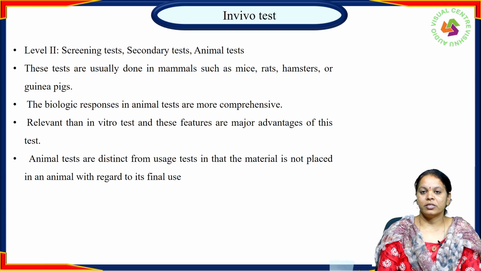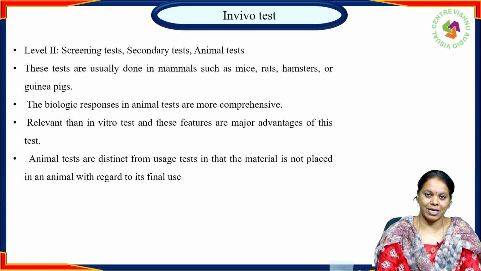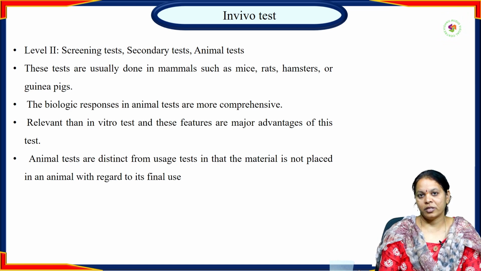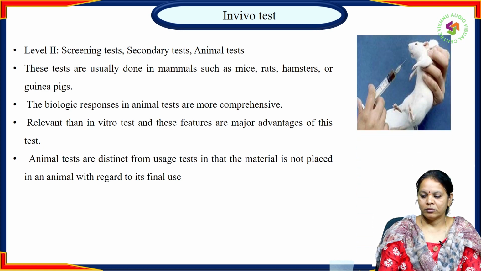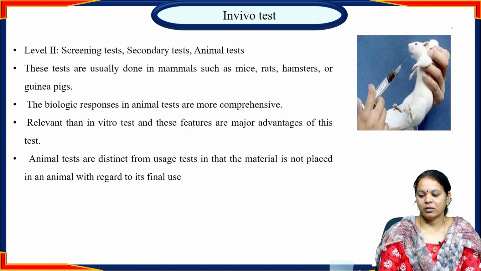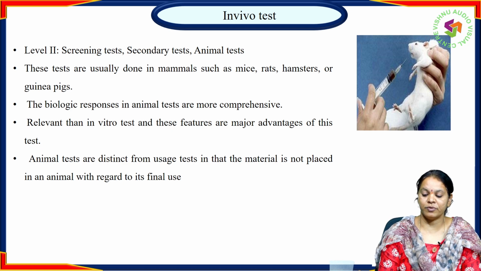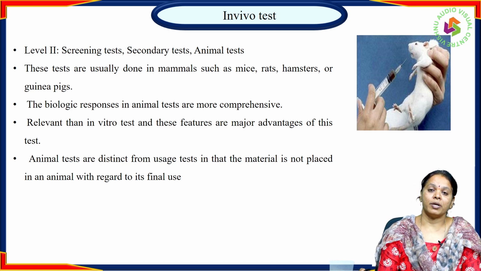Coming to the in vivo test, these are the secondary tests, called animal tests, where we choose a particular animal species with a close match with that of the human tissue and then check for the tissue material interactions. So usually rats are the common animal species used for various sensitization tests, and the response of these animal tests is more comprehensive and relevant to in vitro. These features are major advantages because prior to human applications we are going for this animal test.